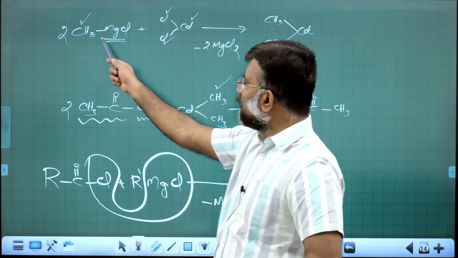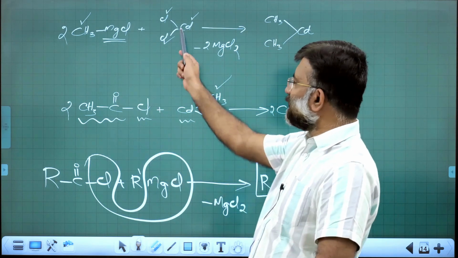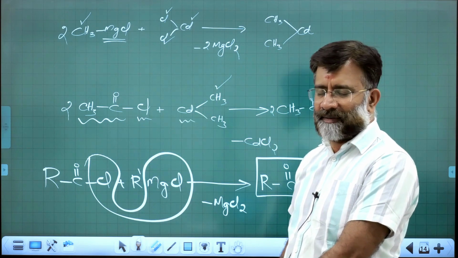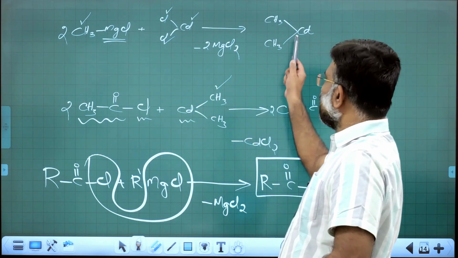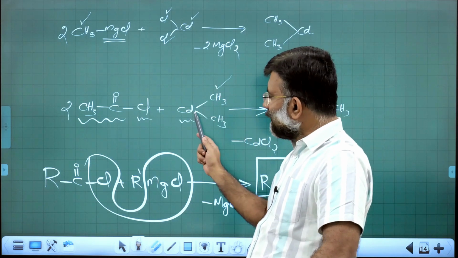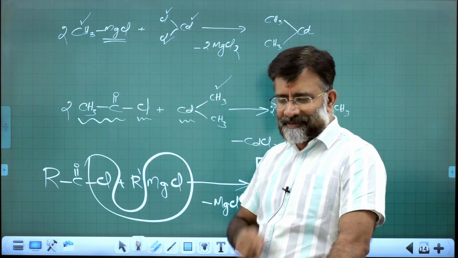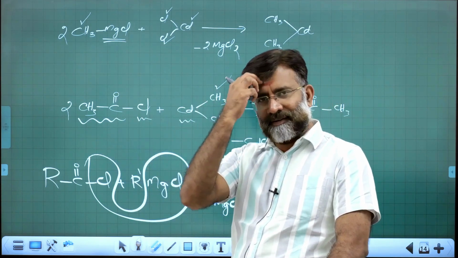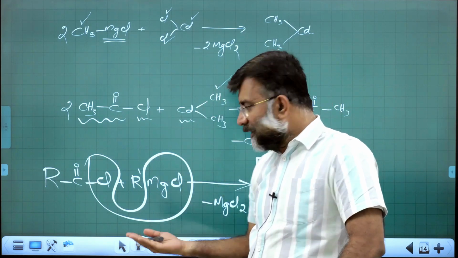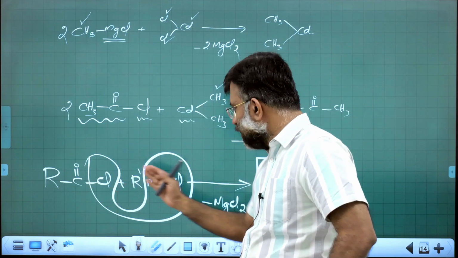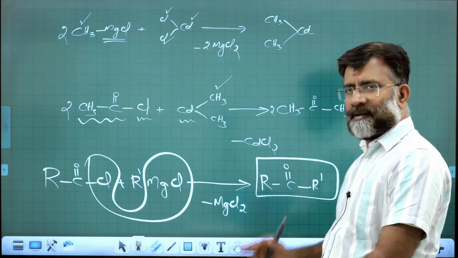You see, the Grignard reagent is taken and treated with cadmium chloride, you get dialkyl cadmium, and that dialkyl cadmium interacts with acid chloride, and you get a ketone. See, a long procedure. Why can't it be done directly? Acid chloride, Grignard reagent, you get a ketone.